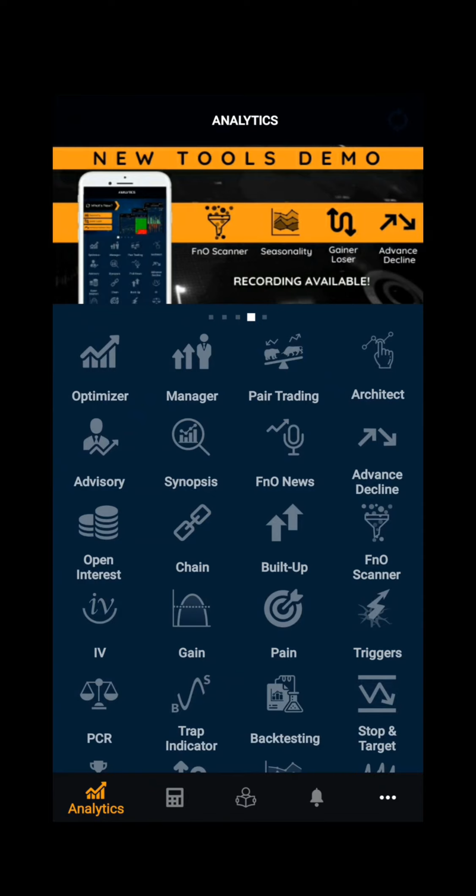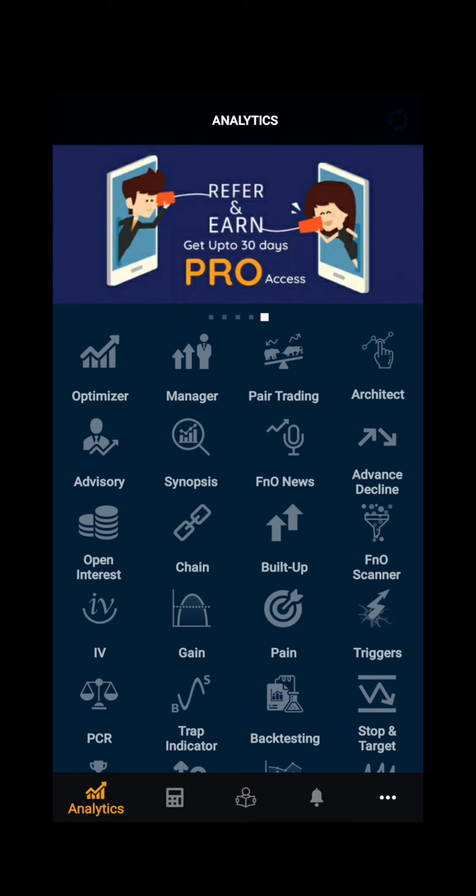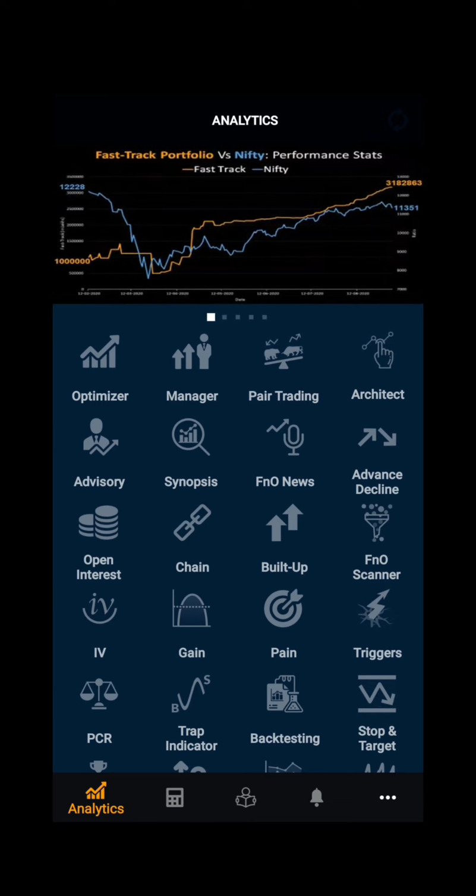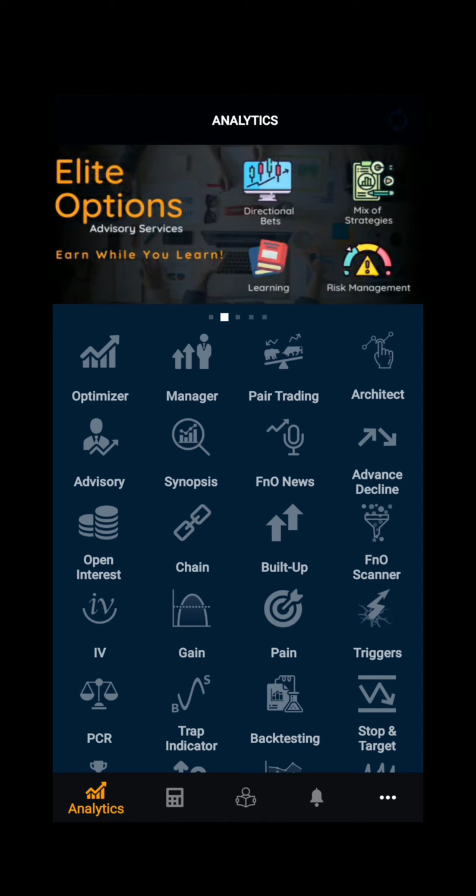Hello everyone. In this demo video, we will be looking at the seasonality. Seasonality is a tool that gives you the idea about the return of the stock or of the index over the months in a year. And you can also track and compare the monthly return in a year with the monthly return of the previous years.